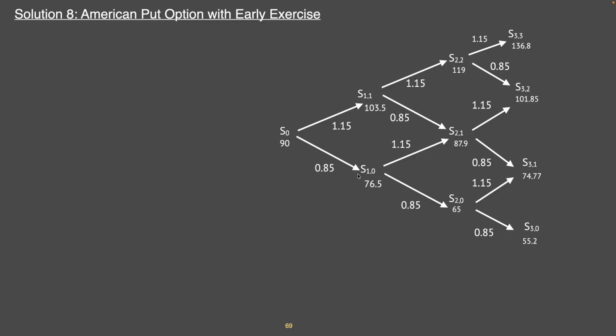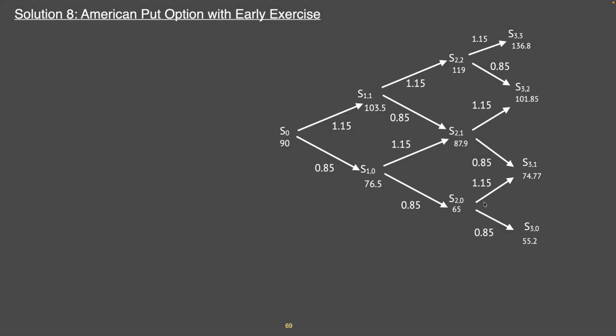Now coming to this node, S10 present value is 76.5 as per the calculation. So this can move up by 1.15. So 76.5 into this will give you 87.9, or 76.5 can go down by a value D, which is equal to 0.85. So 76.5 into 0.85 will give you S20 value as 65.